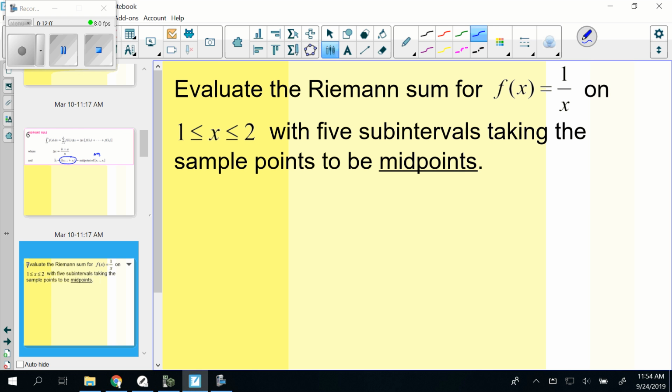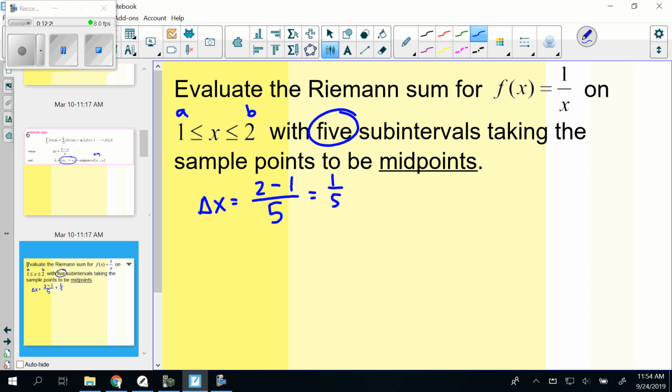Okay, so let's find our change in x here, how big each rectangle would be. That's our a, that's our b. So we've got 2 minus 1 divided by, here we're using 5 subintervals, so each one is going to be 1/5 wide. For midpoints then, we're going to take the height to be the midpoint of each.